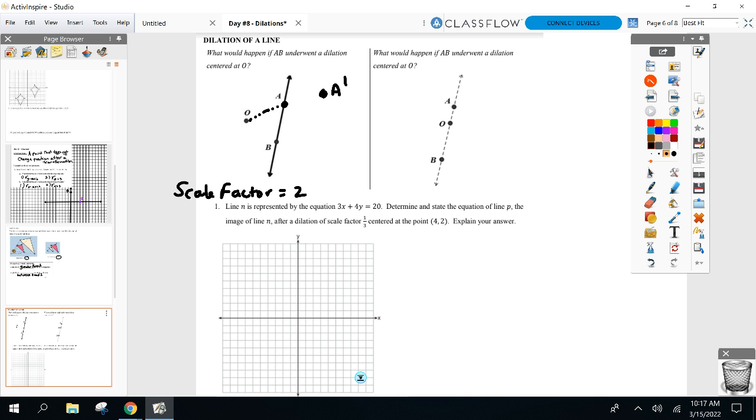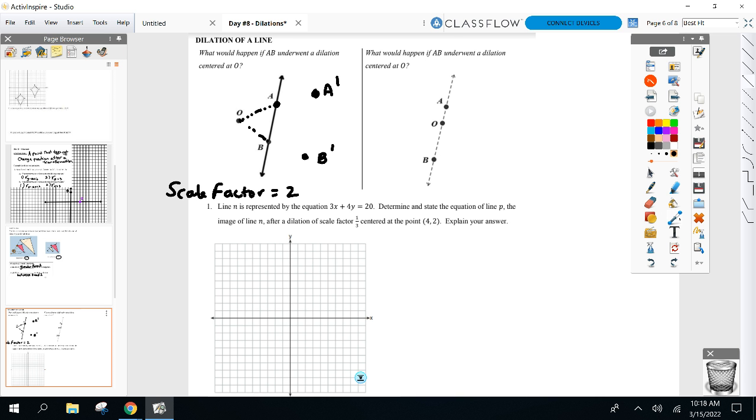So I doubled the distance that A is from O. Point B, is it going to get closer to O or further away? Further away. So right now, O has a certain distance from B, and you're going to double that distance and call that B prime. Do your best, I know I didn't ask for straight edges today, and go ahead and graph in AB.